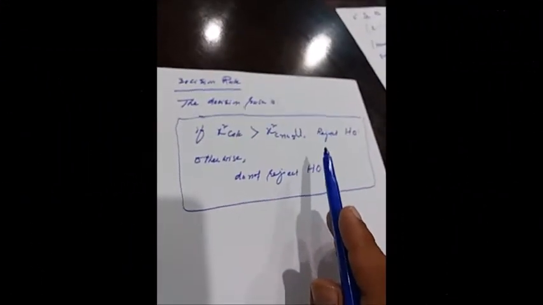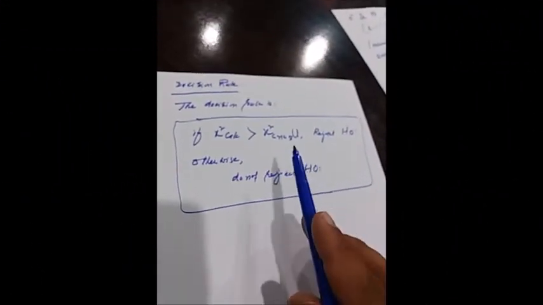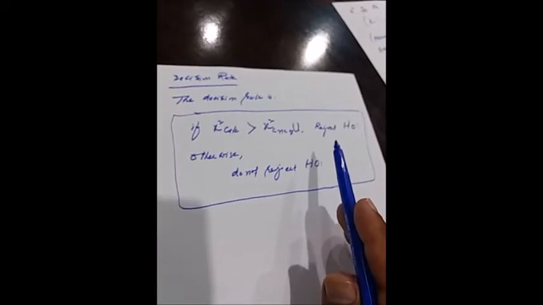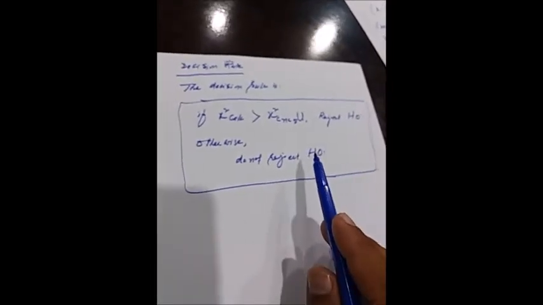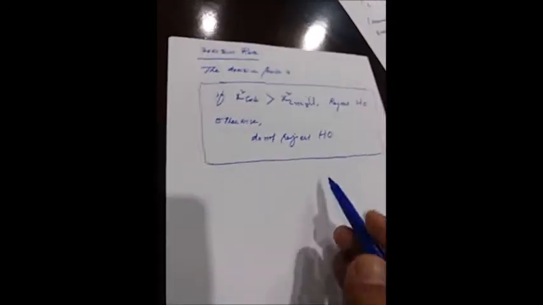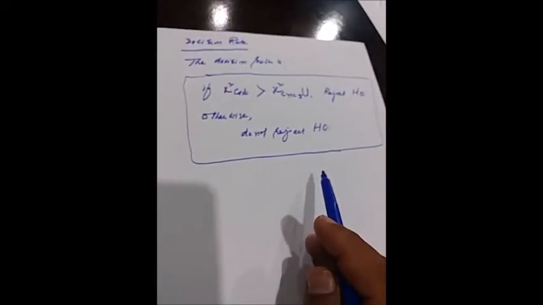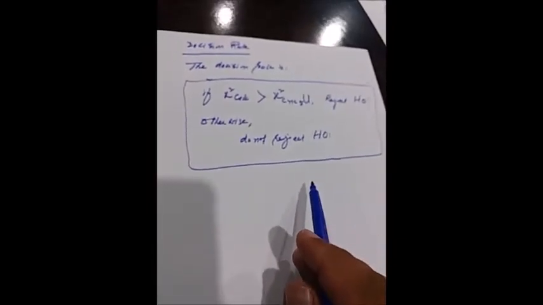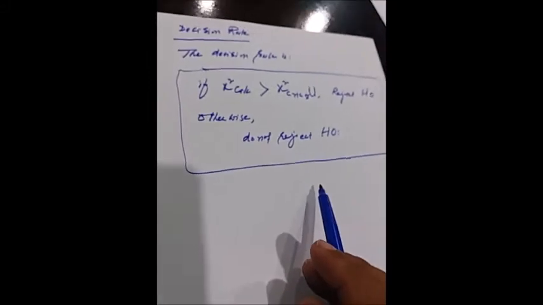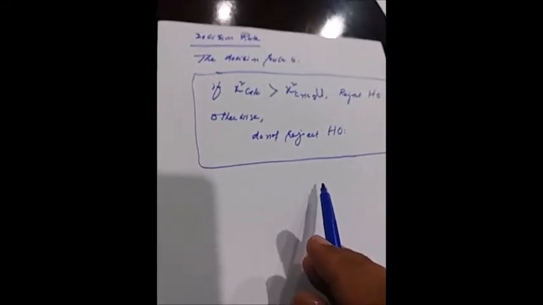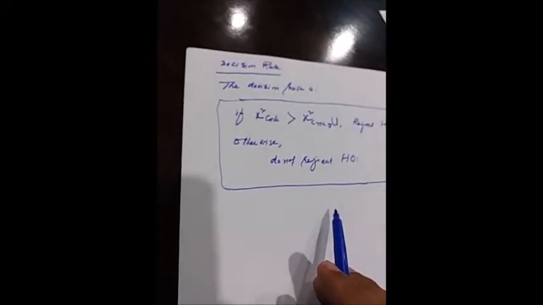Then accept the null hypothesis and reject the alternative hypothesis. So this is basically the rule of thumb. Now consider the example of the chi-square test of independence for resolving the issue and making the decisions.